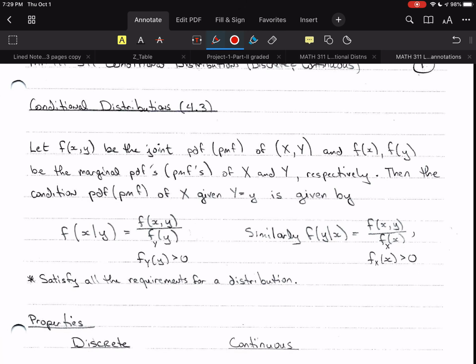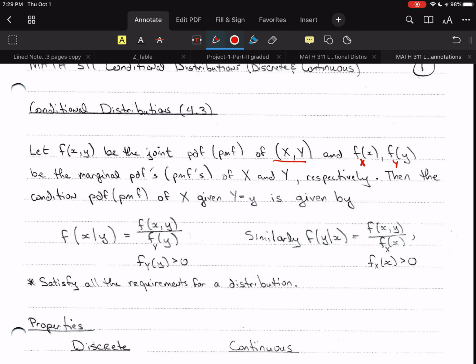So we're first going to let f of x and y be the joint PDF or PMF, whichever one we're talking about, of x and y. And the marginal distributions, of course, are f of x and f of y. And then the conditional PDF or PMF of X given Y equals y is this expression, and so I need a capital here. So f of x, this is my random variable, given some fixed value of y, okay?